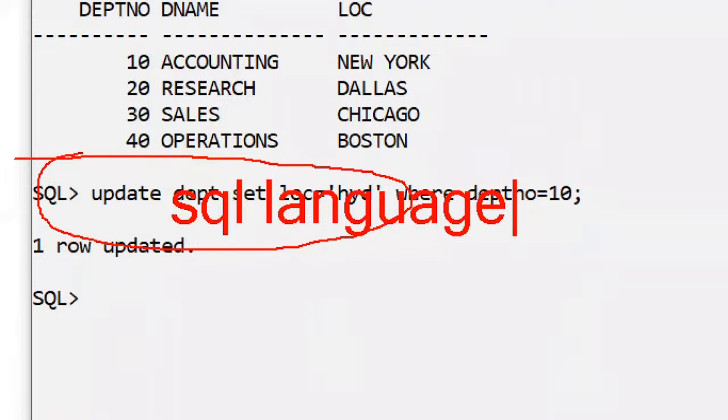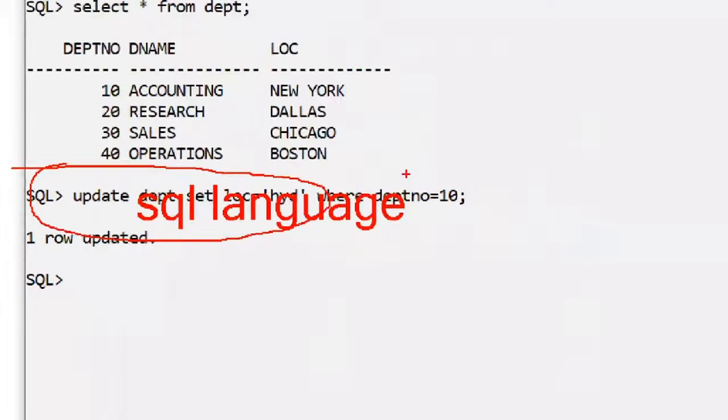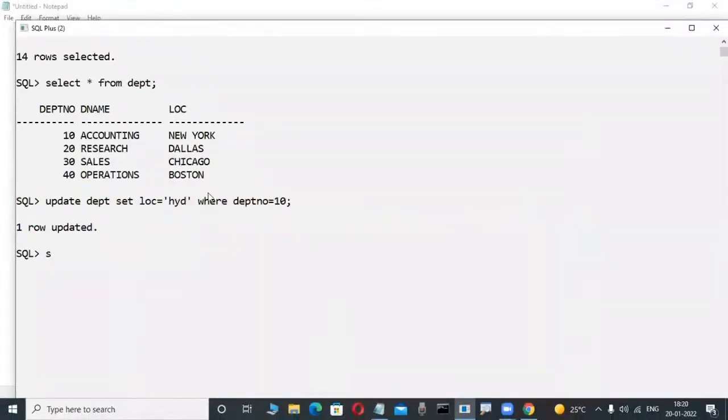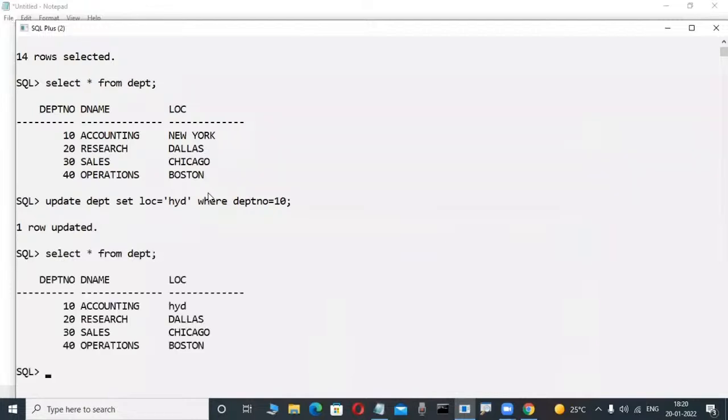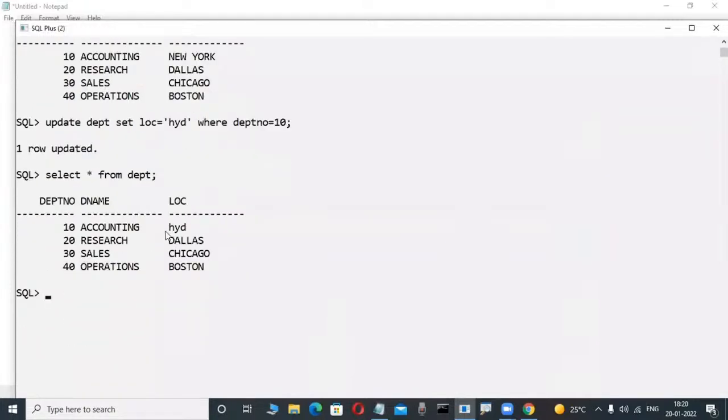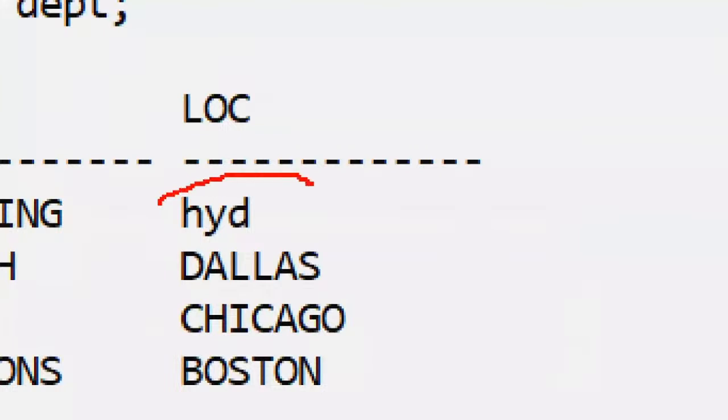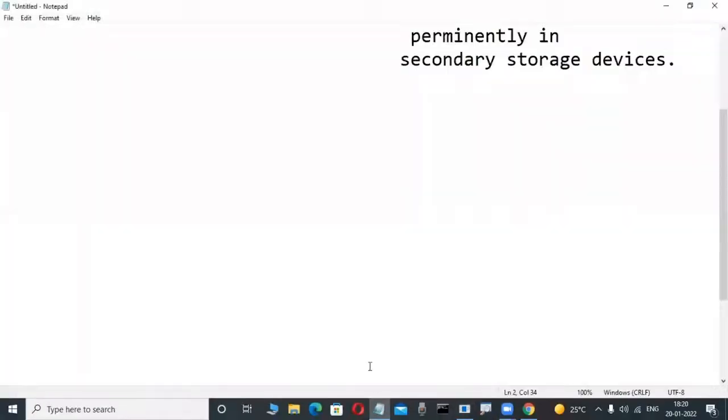Now observe it here. Once we write this type of coding, called the SQL language, it automatically affects your database. In the previous case New York was there, but now Hyderabad is the location, is it there or not? Yes. That's why always observe it here.